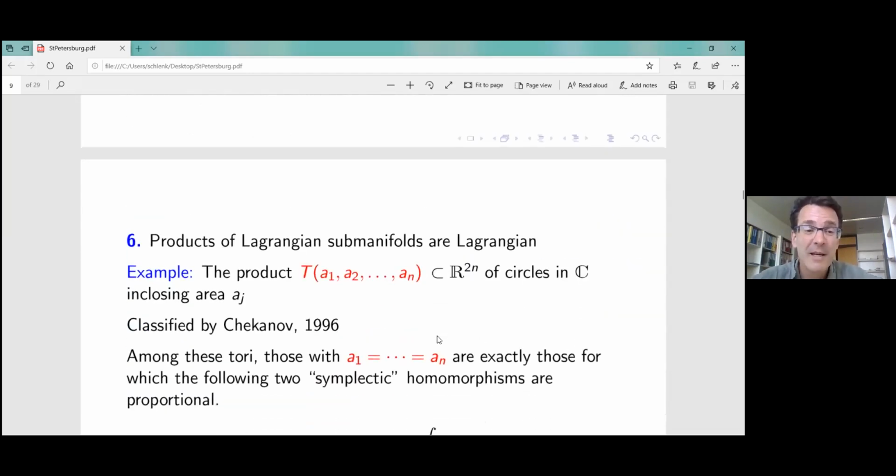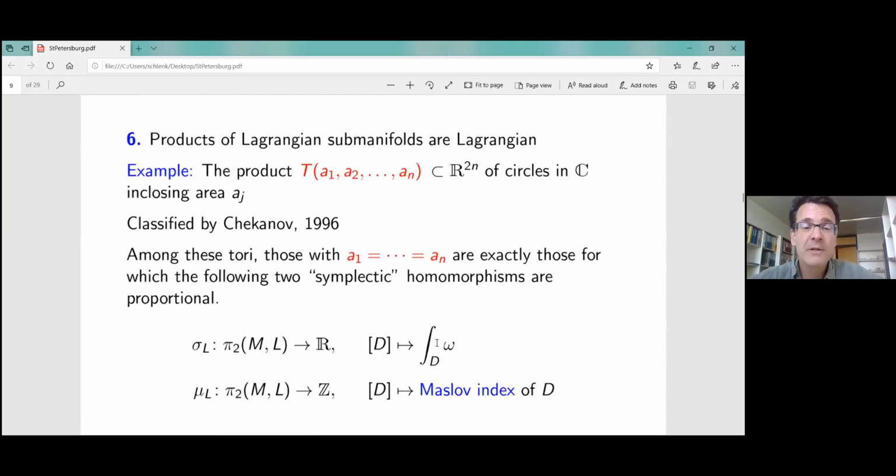Good. So then another extremely easy example. I had these loops before in the plane, and now I take products thereof. So I have now such a product torus in R^2n, a product of circles. And when I write this, I mean really S^1 enclosing area A_1 in one R^2, and then the same with A_2 and so on. And these things are classified in C^n.